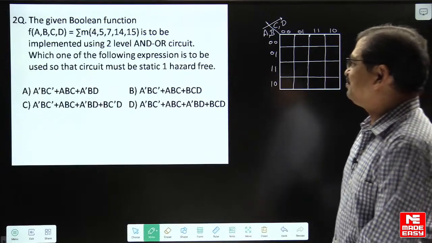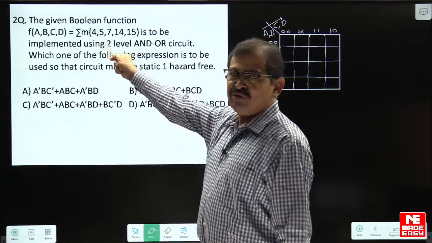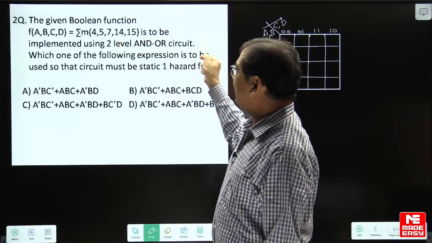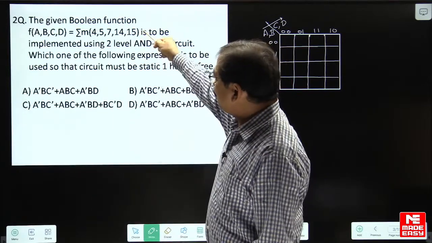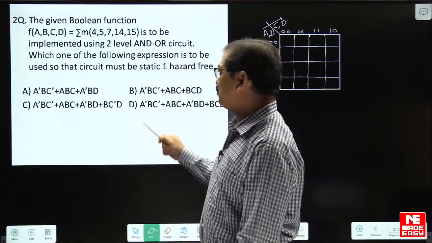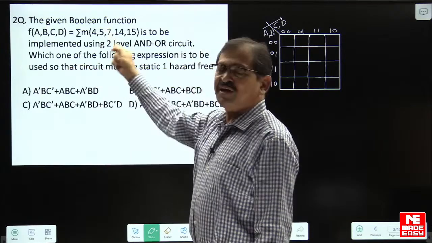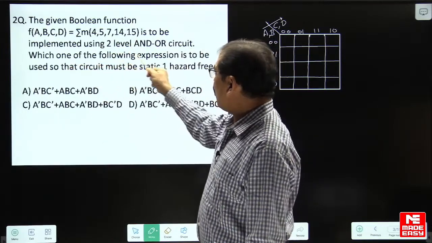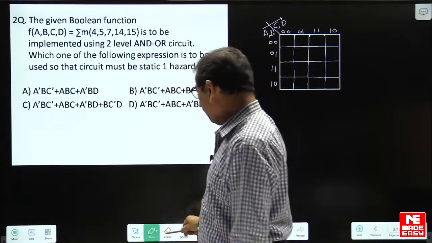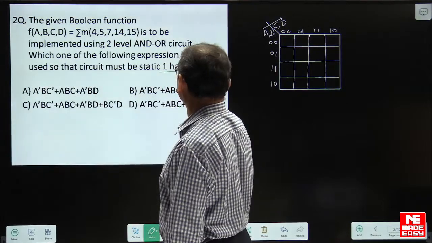Come to this question. The given Boolean function is on 4 variables A, B, C, D. These are the minterms. It is to be implemented using a 2-level AND/OR circuit. The second part of the statement asks: which one of the following expressions is to be used so that the circuit is a static 1 hazard free circuit. So the circuit must be static 1 hazard free.